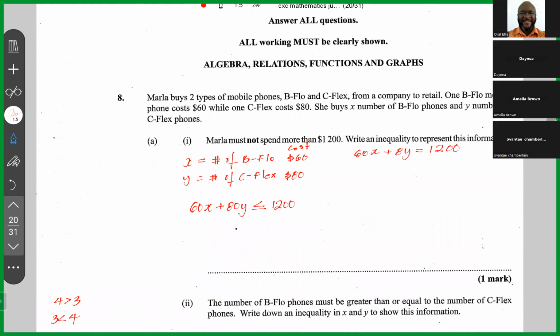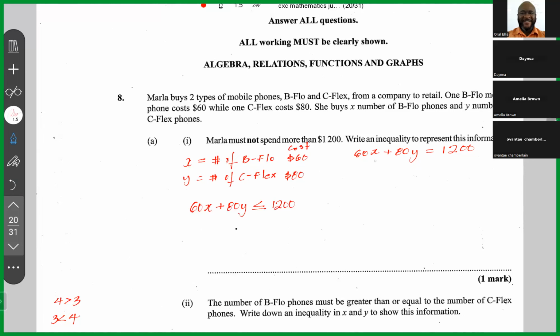First of all, this is a straight line graph. Sorry, it's supposed to be 80y is equal to 1,200. So if I'm going to represent the inequality 60x plus 80y is less than or equal to 1,200, I must first draw the straight line 60x plus 80y is equal to 1,200. How do I know it's a straight line? First of all, the topic is linear inequality, meaning that every line that you're going to draw in this topic is going to be a straight line.